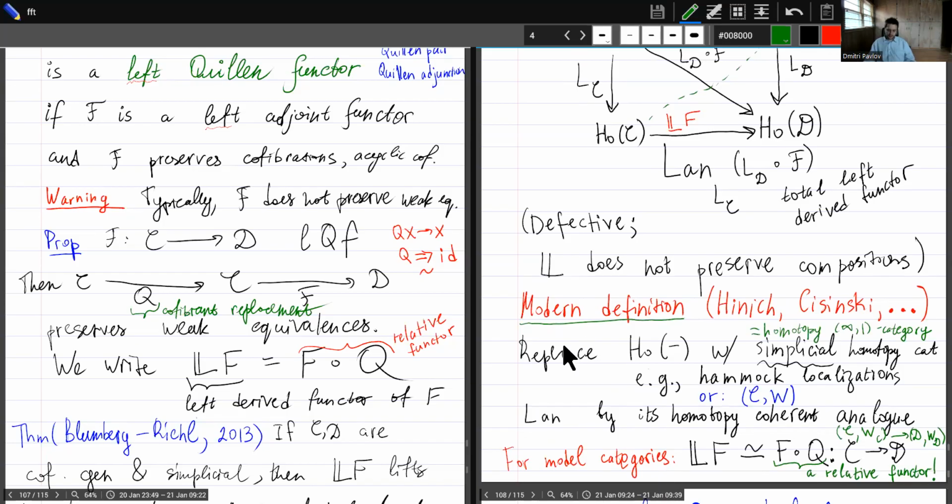So once again, we see how getting rid of the homotopy category actually improves our situation. That's a part of the general trend that the definitions given using homotopy categories can typically always be improved by passing to the homotopy coherent setting.